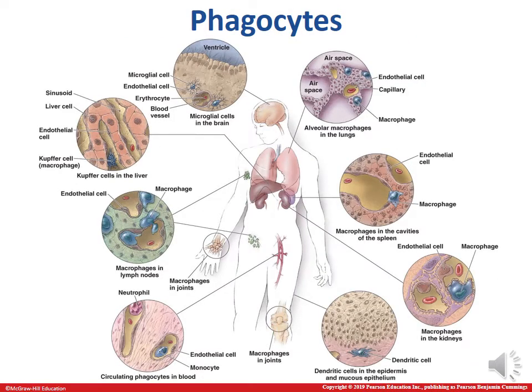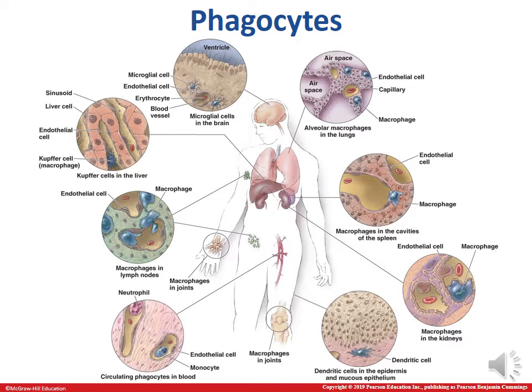So recall what phagocytes are designed to do. They ingest and destroy foreign particles. And so we have several types of phagocytes that are actually residents in different parts of the body. So starting up here, kind of go clockwise. In the lungs, we have alveolar macrophages. Sometimes they're called dust cells.